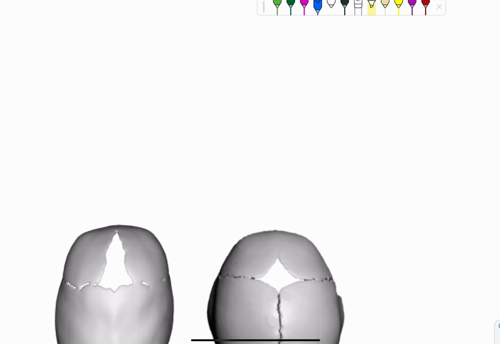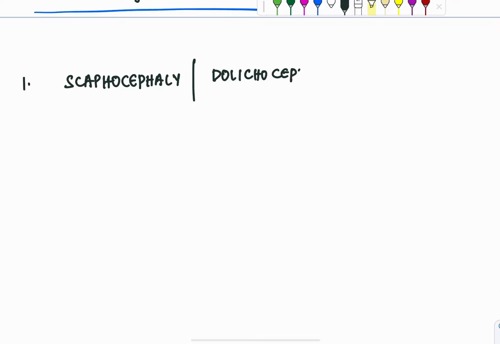So first important, all these are types of craniosynostosis. So the first important type we shall be discussing is called scaphocephaly. The other name for scaphocephaly is dolichocephaly.